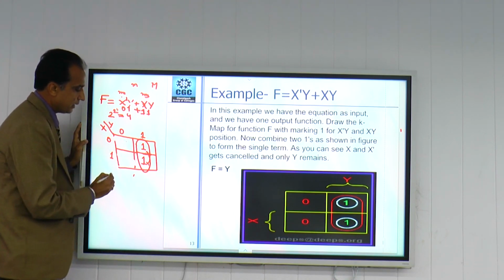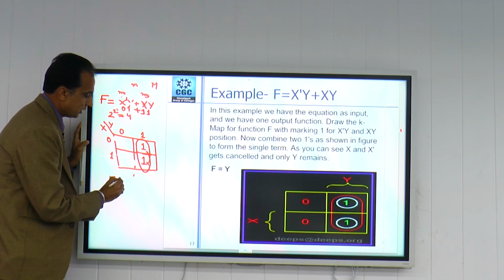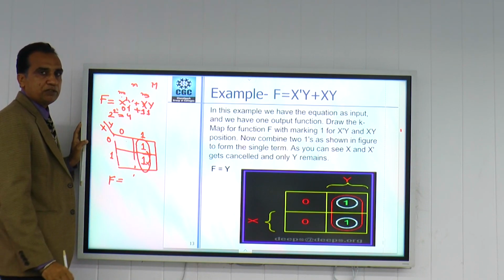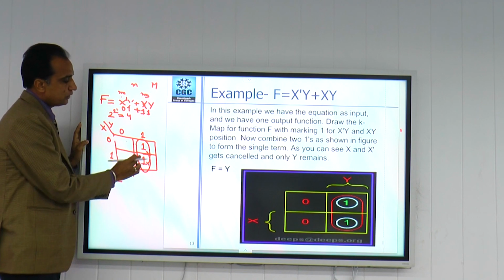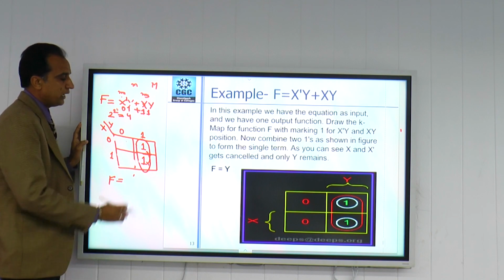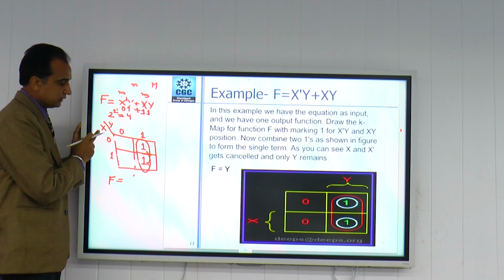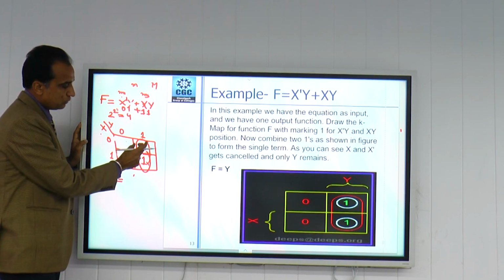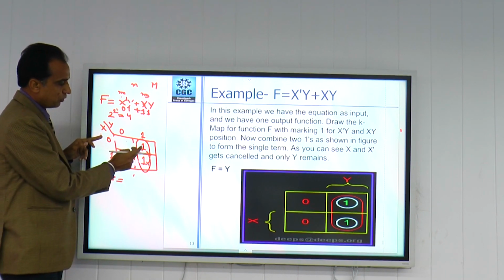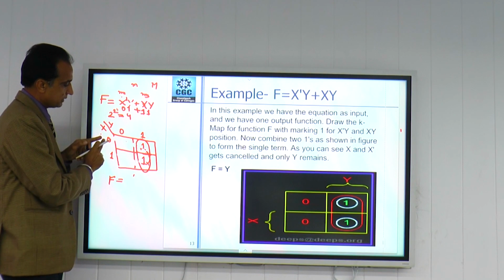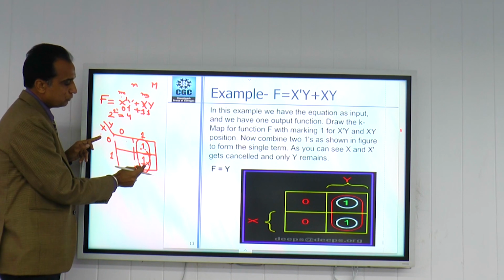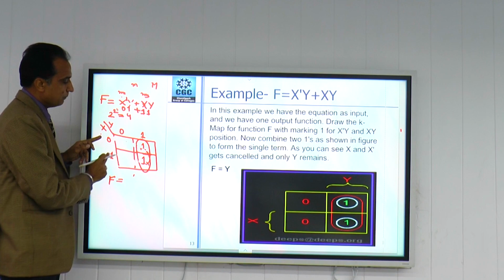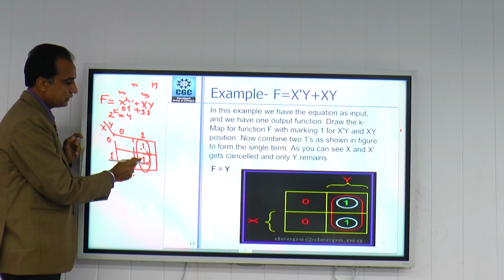Now we have to write the result of this equation by using the simplifying theorem. Corresponding to this group, we have to check which variable changes its value. Corresponding to this one, x has 0 value. Corresponding to this one, x has 1 value. Means x value changed during this group.